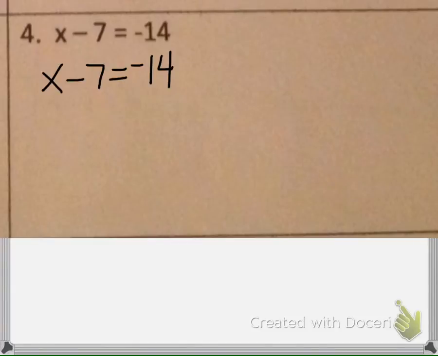The opposite of subtraction is addition, so I'm going to add 7. Whatever I do to one side of the equation, I have to do to the other. Negative 7 plus 7 cancels out. I'm left with x on the left-hand side. Bring down my equals. Negative 14 plus 7.